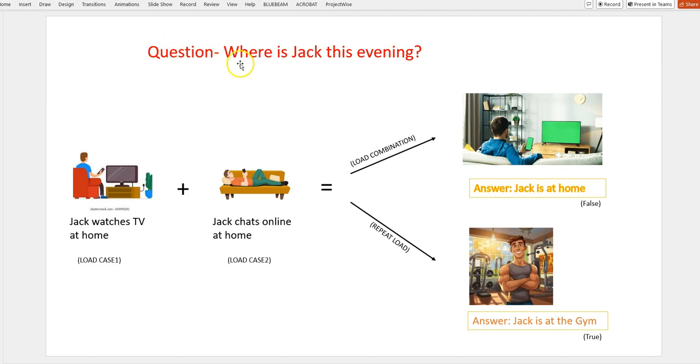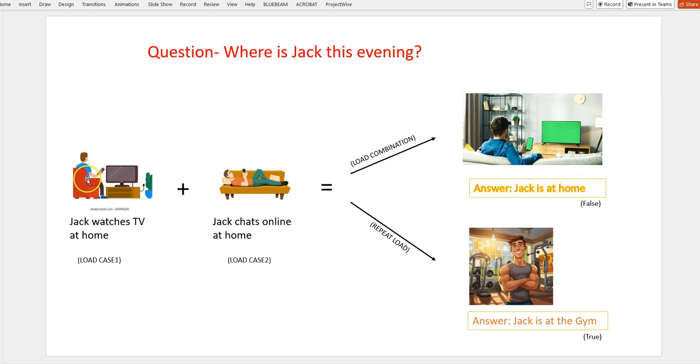The question is, where is Jack this evening? Jack watches TV at home this evening. Meanwhile, he chats online with his cell phone. If we assume they are load case 1 and load case 2, then the load combination gives the simple answer: Jack is at home, watching TV and chatting.